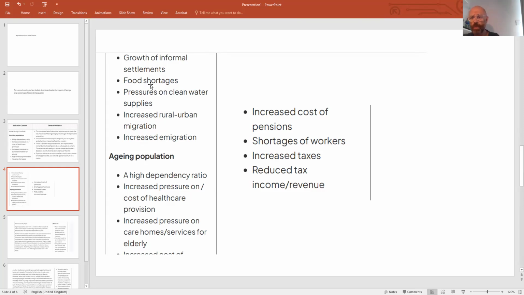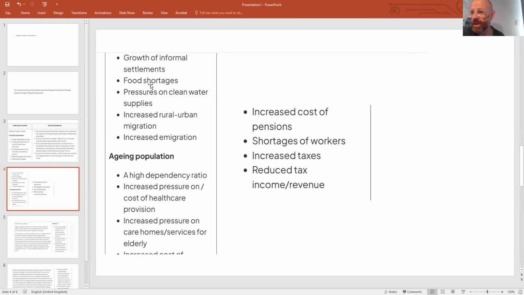Okay, pressure on clean water supplies. Water supplies are limited in many places. If you've got millions and millions of people being born, are they going to get access to this? Eventually, that will put pressure on migration. All these young people, as they come of age, will have to start moving from the countryside to find employment. Okay, the increased immigration.